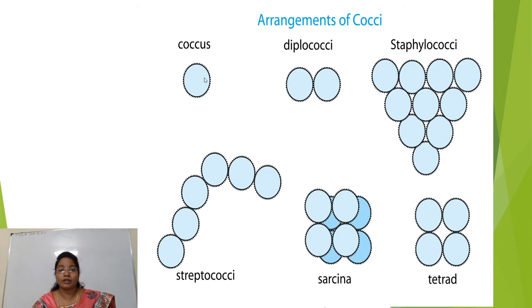Here the cocci are shown diagrammatically. Single coccus. When cocci are present in pairs, they are called diplococci. Then there is a group of cocci, Staphylococci. There is a chain of cocci, Streptococci. Cubical arrangement, Sarcina, and finally cocci in 4 number called tetrad. So this is the arrangement of cocci.